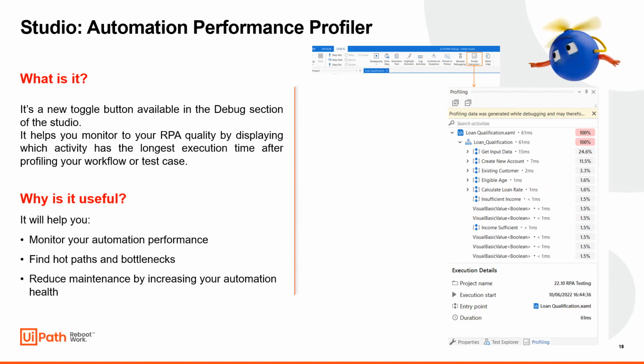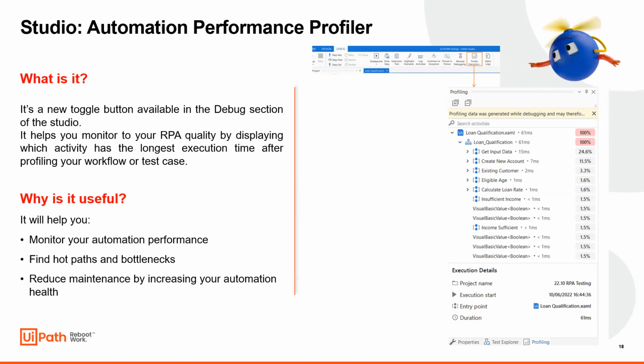One really cool feature in the debug tab on your Studio, if you have the 22.10 release, is we've added something called profiling. Profiling is a window that'll open up in your Studio. When you're running things from the Studio itself as you're developing, you can actually see what section of your automation or what activities in your automation are taking up the most time.